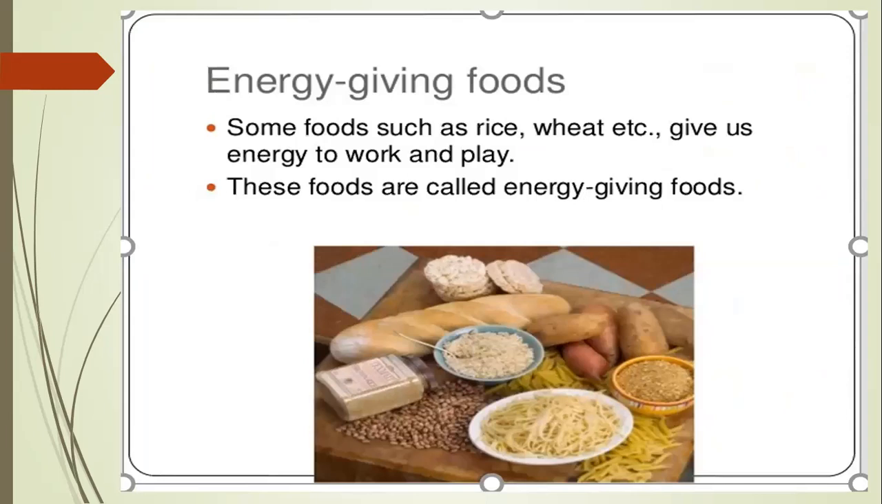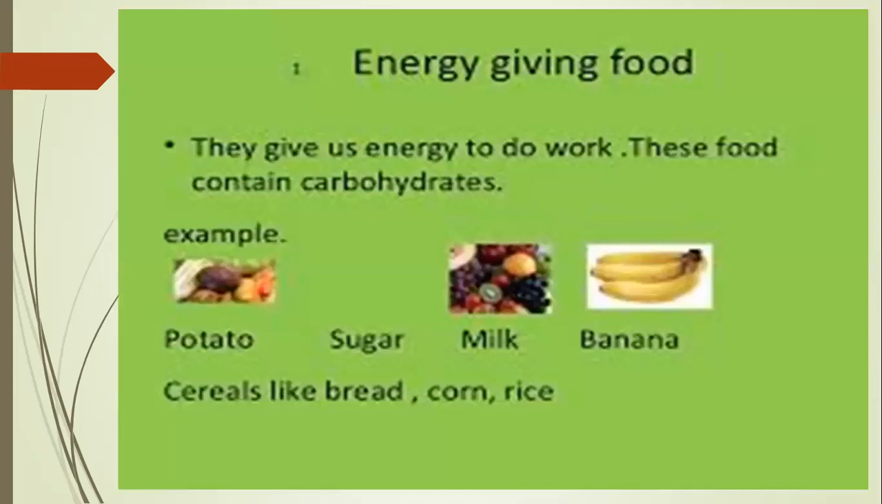Now let us see one by one the energy giving foods and their examples. Some foods such as rice, wheat, etc. give us energy to work and play. Okay, and these foods are called energy giving foods. For example, the sources of the carbohydrates are wheat, rice, pigeon pea, maize, ragi, etc. Okay, so in this energy giving food, carbohydrates are present. Even cereals are rich in carbohydrates and pulses are rich in proteins.